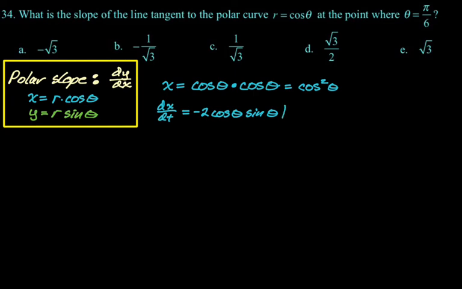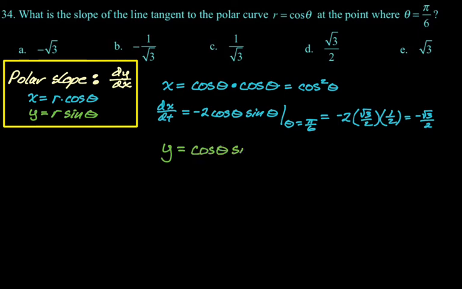I need to evaluate this at pi over 6. Cosine of pi over 6 is √3 over 2. Sine is 1/2. Know the unit circle. Definitely know it. So it's -2 times √3 over 2 times 1/2. That simplifies to -√3 over 2. And then we need to do the same thing for y. So y is going to be the polar curve cosine times sine. And then we need the derivative.